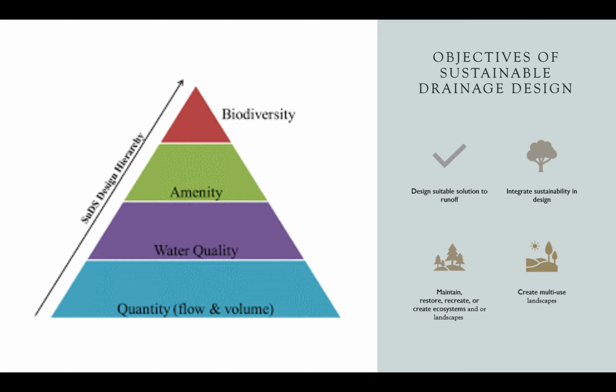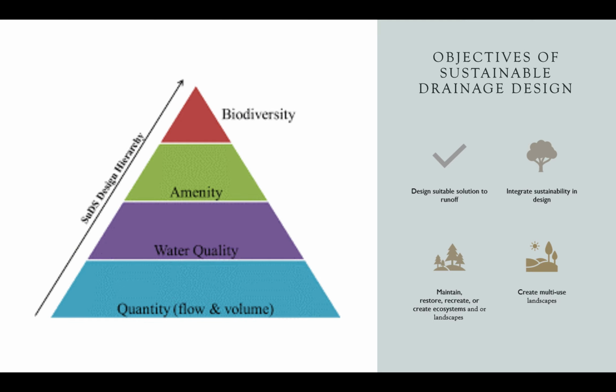The objectives of sustainable drainage design are: design a suitable solution to runoff; maintain, restore, recreate, or create ecosystems and/or landscapes; integrate sustainability in design; and create multi-use landscapes. Through these four objectives, we create a drainage solution that gets the main goal done of providing a solution to runoff as well as creating a sustainable one.